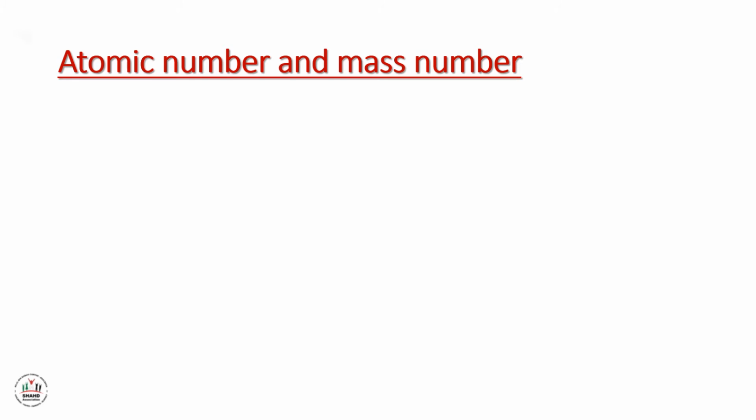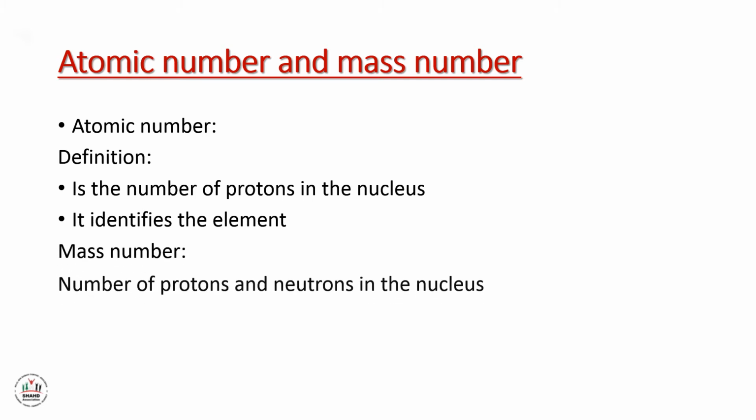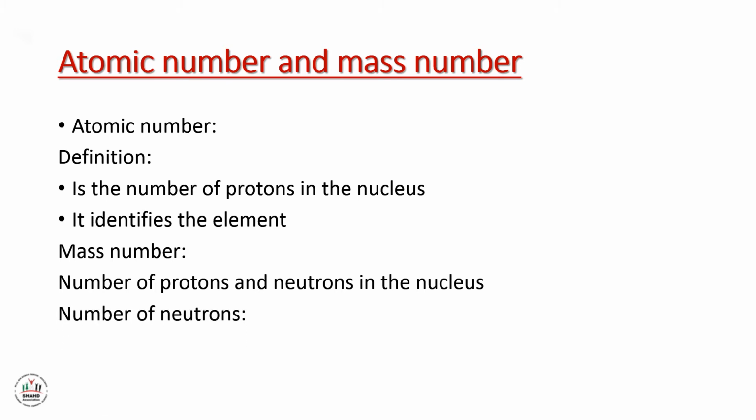What is the atomic number and what is the mass number? The atomic number is defined as the number of protons that are present in the nucleus. The atomic number identifies the element. The mass number is the combination of the number of protons and neutrons that are present in the nucleus. Out of these two numbers, we can calculate the number of neutrons by applying this rule. So the number of neutrons is equal to the mass number minus the atomic number.